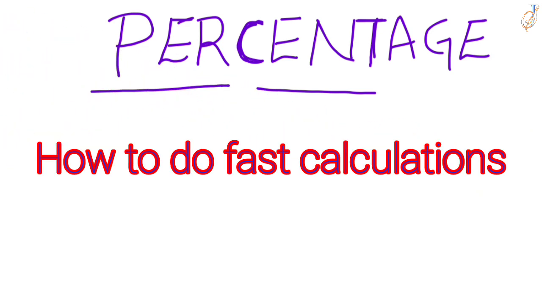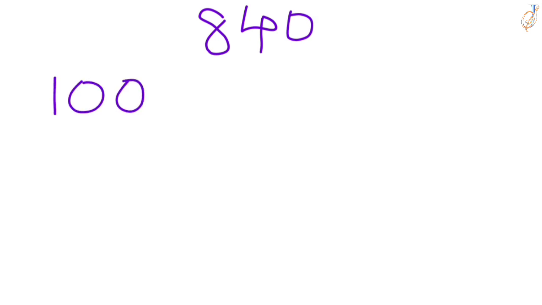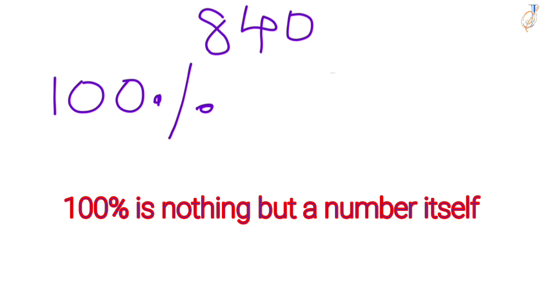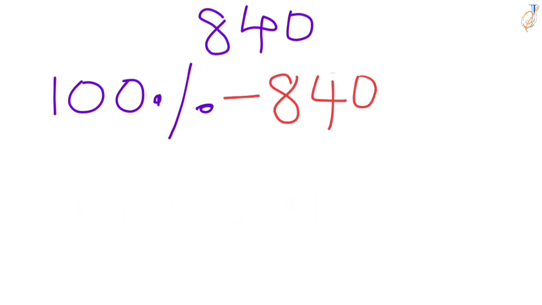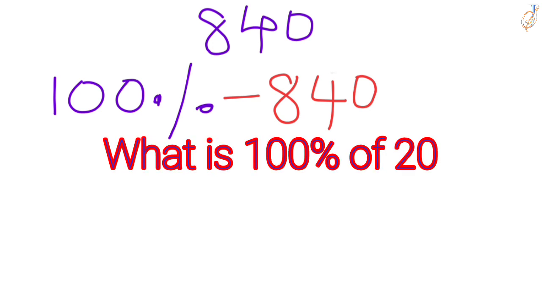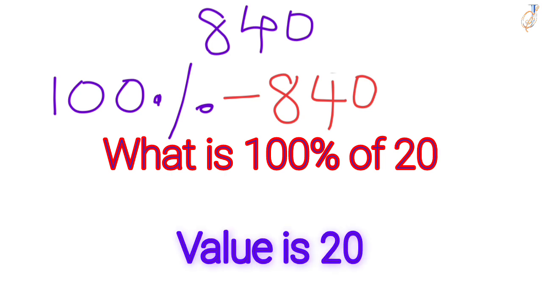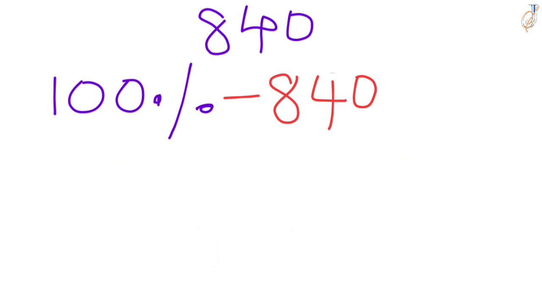Now we will see how to do fast calculations. Suppose we take a number 840. What is 100% of 840? 100% is nothing but the number itself. So here it is 840. I will tell you another example for the 100%. What is 100% of 20? The value is 20 because 100% is nothing but the number itself.